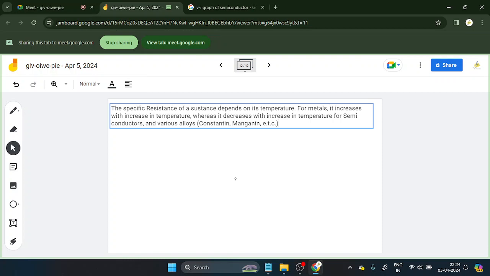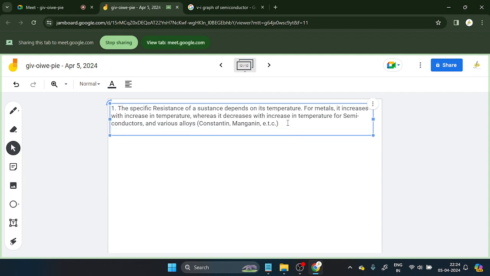Now, another factor on which it depends is the nature of the material. Am I right or not? Just like the resistance used to depend upon the nature of the material, the specific resistance depends upon the nature of the material.